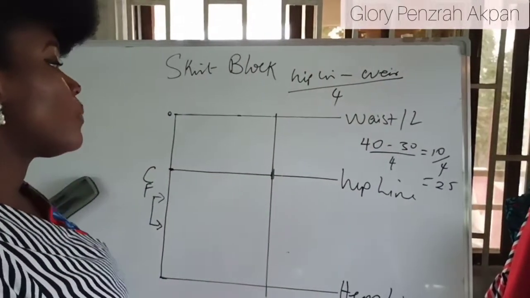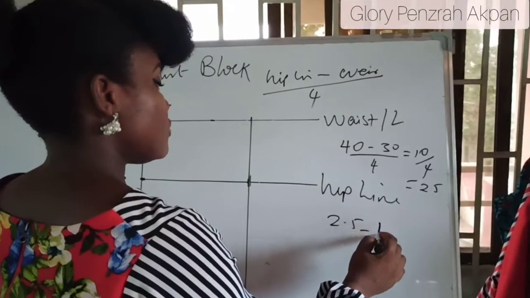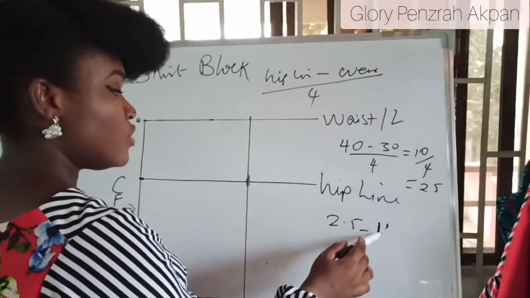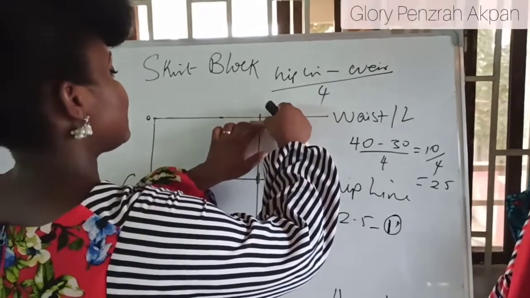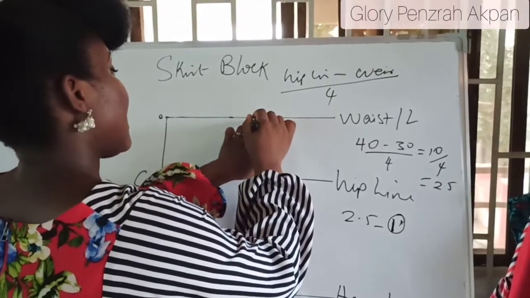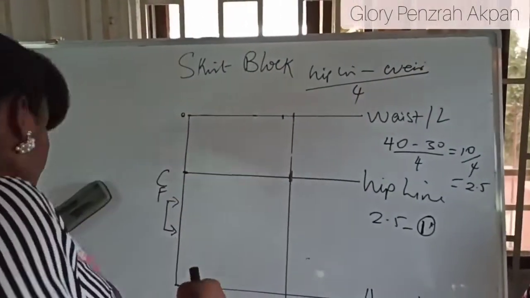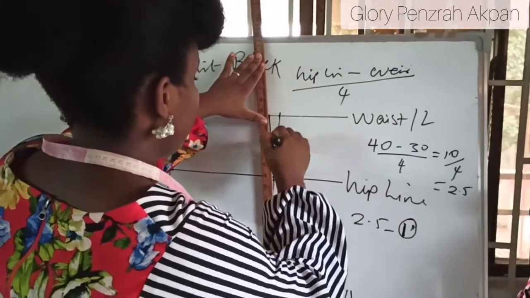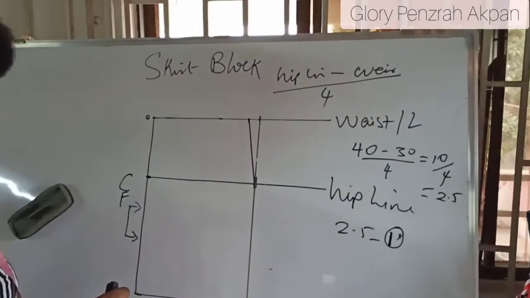Okay, so out of this 2.5 inches, you're going to take out 1 inch. 2.5 minus 1 inch. You take out that 1 inch, and you use the 1 inch to slant the side. So you place your tape 1 inch and mark inwards. And then using a ruler, you connect from that mark to the hip to slant the side.